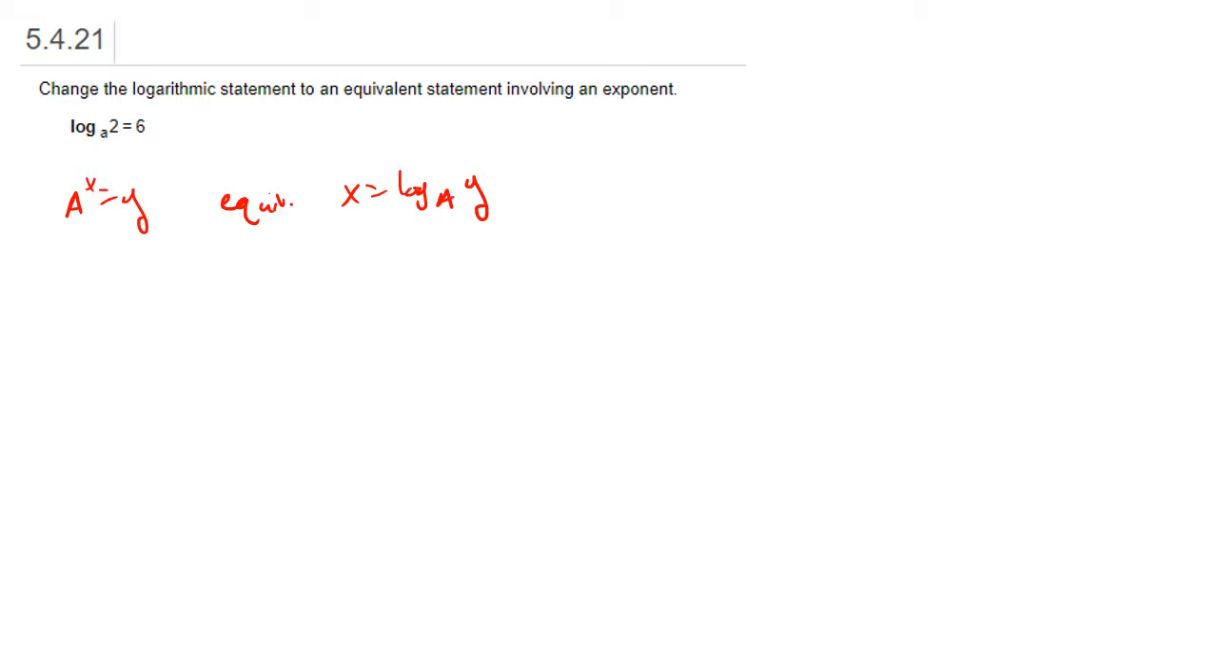So we identify that our base is lowercase a, our y is 2, and the x, which will be the exponent, is 6. So the equivalent statement as an exponential is that a to the 6th is equal to 2. Let me just clarify, this isn't a 9. My writing just got a little sloppy. This is a.